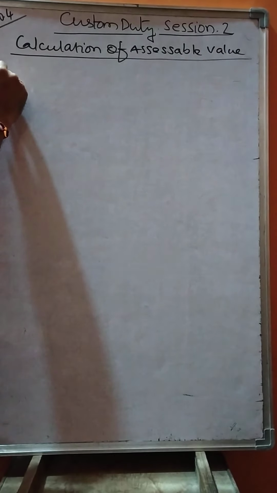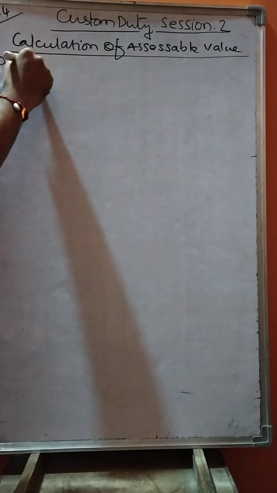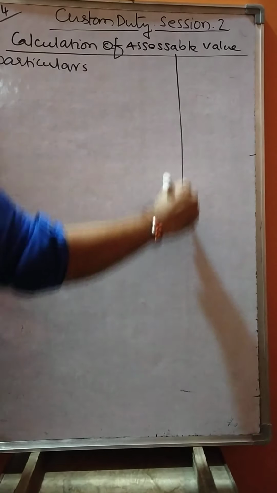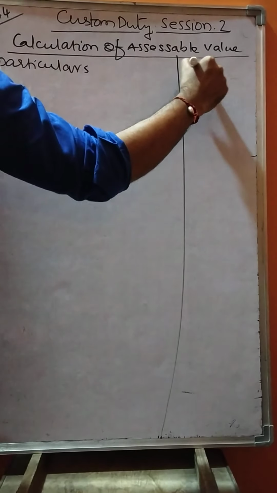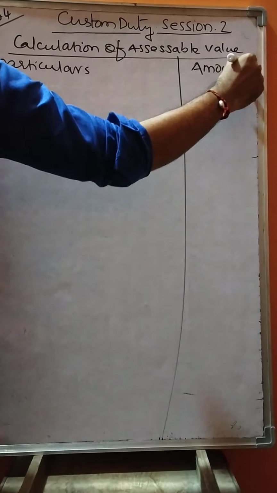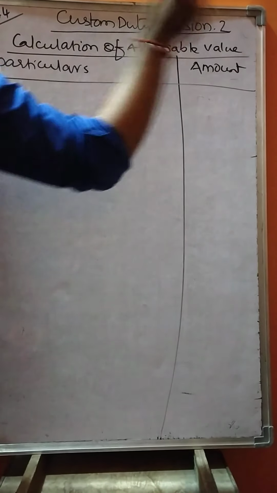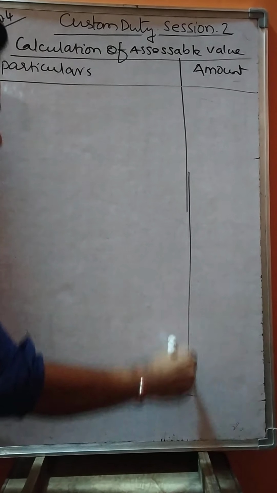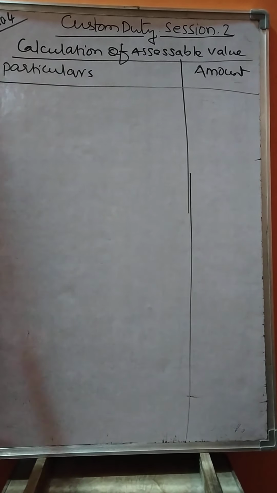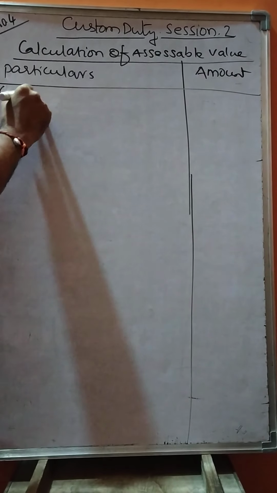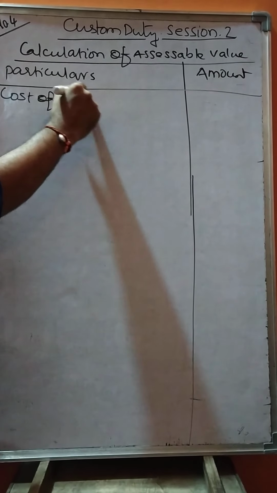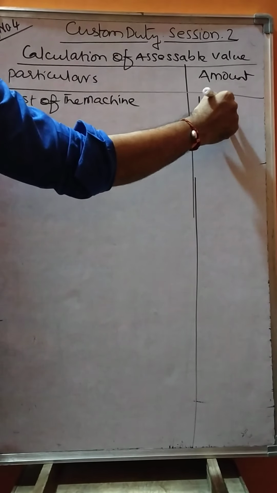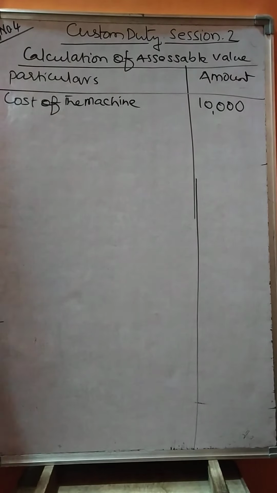Cost of the machine. It is necessary to take a table-like format. We are taking all the values in whatever currency they have mentioned, either dollar or pound sterling. Cost of the machine is given as 10,000 UK pound that we are taking.